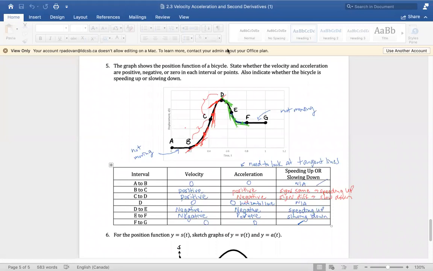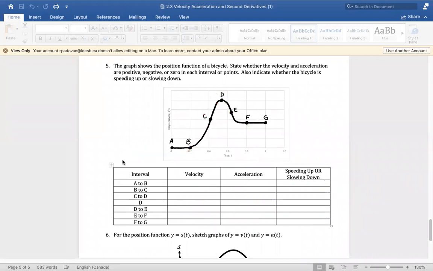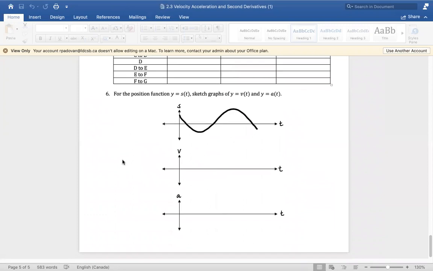Let's clear this. Okay, now 6 is not associated with 5, right? It's a new question. So it's just saying for the position function, y equals s of t, here it gives you a graph, starting out positive. Sketch the graph of the velocity function. So let's say this is our velocity graph. And sketch the graph of y equals a of t, which is our acceleration graph.